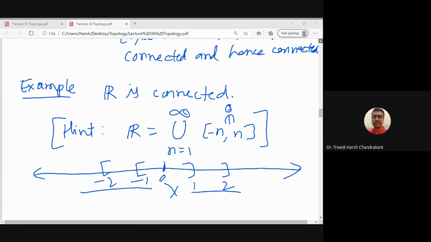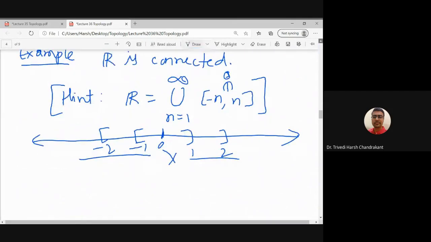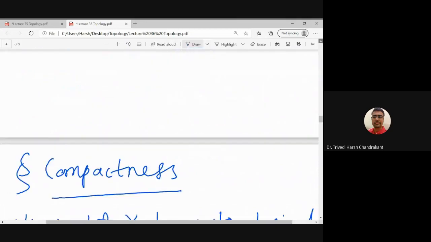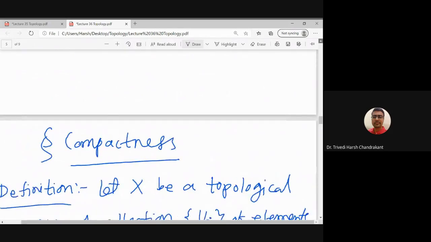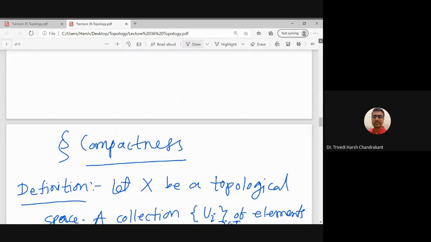So now let us move to the next topic, that is known as compactness. These both properties, connectedness and compactness, are preserved under continuous functions or under homeomorphisms. Therefore, these properties are known as topological properties.